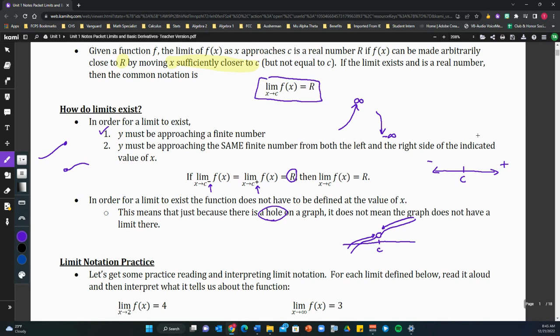And that's what we talk about when we say we don't care about what the function equals, we care about what the function is approaching. Because this function is not equal to anything at x equals c, but it is approaching a finite value, and it's the same finite value from both sides. Therefore, the limit at that value of x does exist.